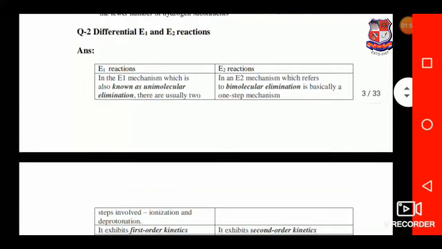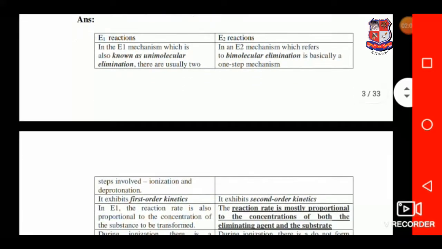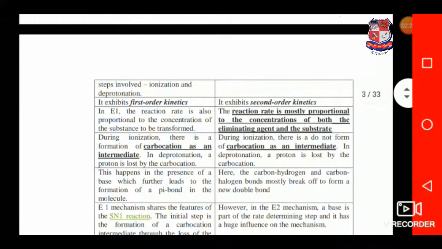Question number 2. Differentiate between E1 and E2. In that, the student may produce the answer in the form of columns and rows. E1 reactions are unimolecular eliminations and they have two steps involved. First one is ionization and second one is deprotonation. E2 reactions are bimolecular reactions and generally one-step mechanisms.